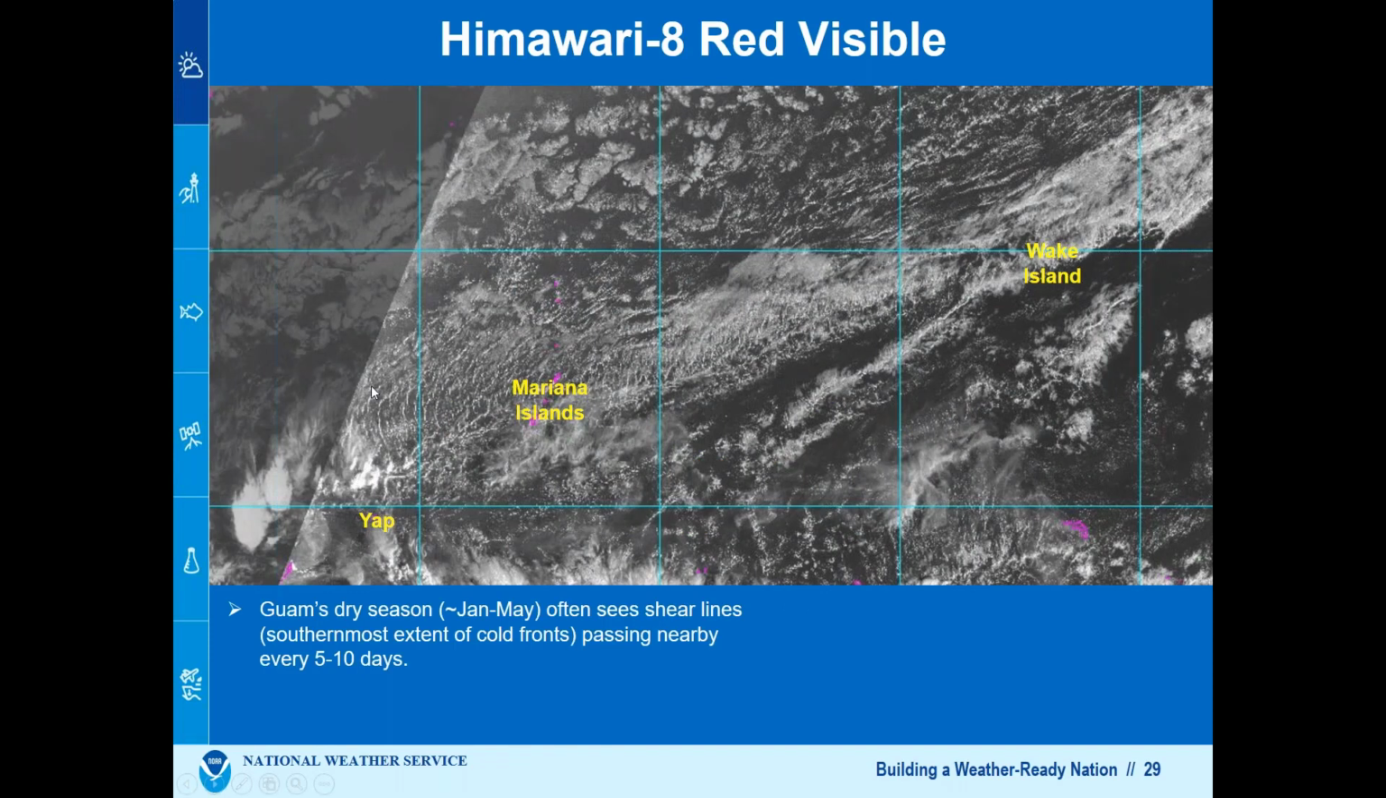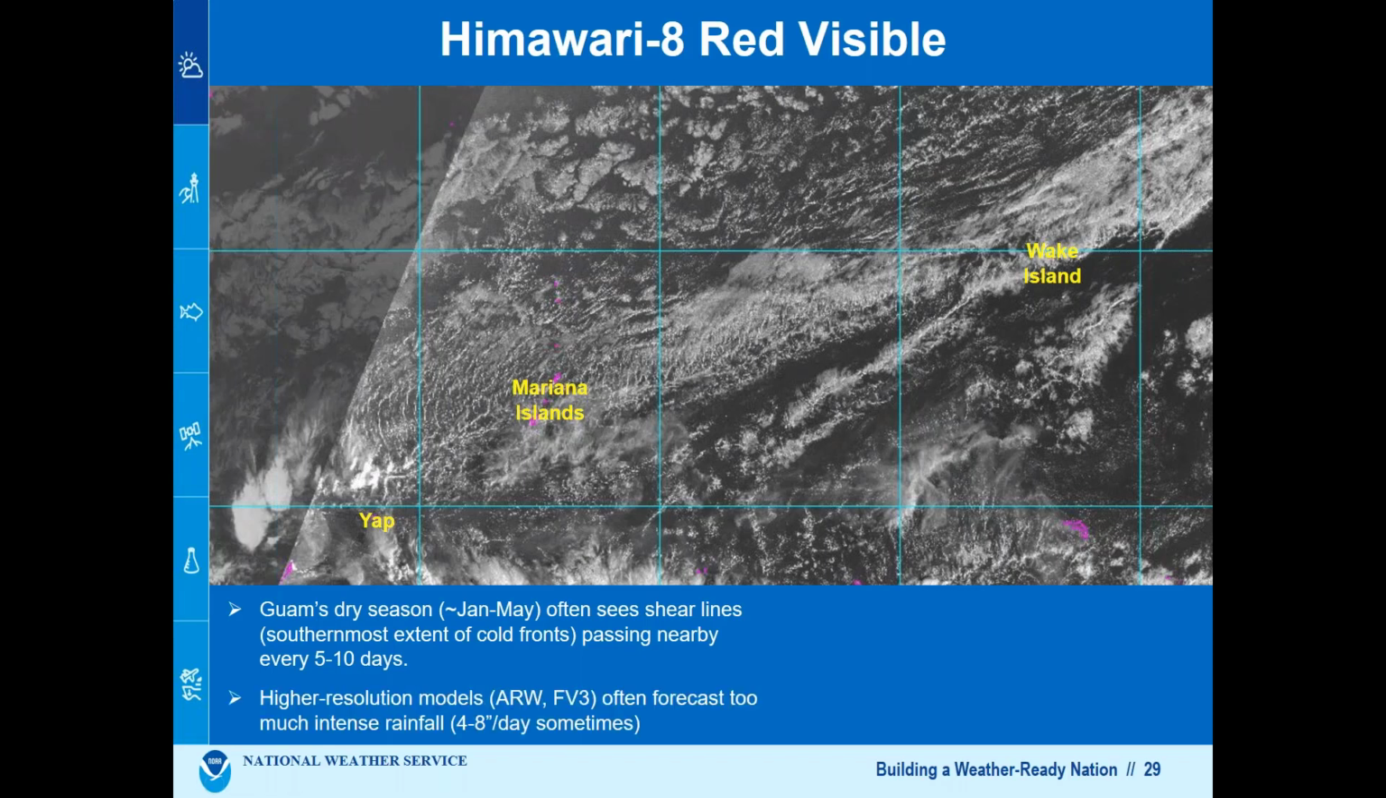A shear line is just this region of cloudiness across the Marianas, the southern extent of a cold front. The cold fronts zip across from Japan and the Chinese coast, and they zip eastward across the northern Pacific, and the very far southern extent is what we call a shear line. And so, like I said earlier, January through May is when we see these shear line features, usually a periodicity of 5 to 10 days. It can be a little bit shorter, it can be a little bit longer depending on the pattern and really how far south these cold fronts pass from Japan and Taiwan.